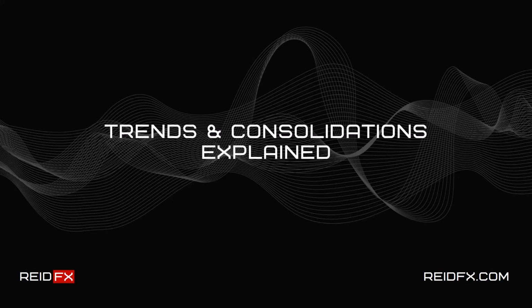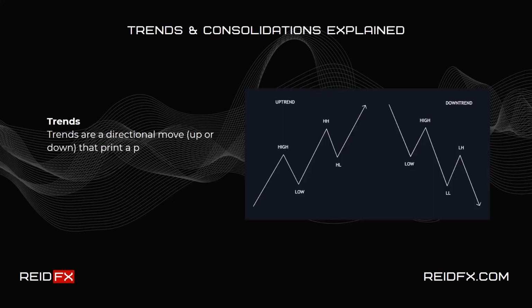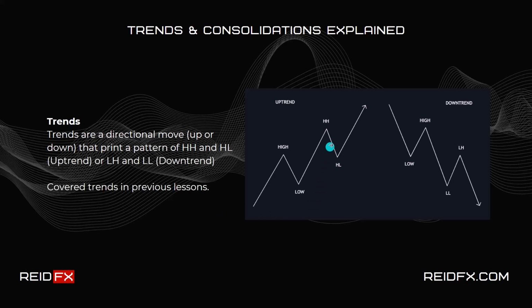In this lesson then, we're going to look at trends and consolidations. So let's start with trends. Trends are a directional move up or down that print a pattern of higher highs and higher lows in an uptrend and lower highs and lower lows in a downtrend. Now we have covered trends in a previous lesson, so I'm not going to go too in depth right now.